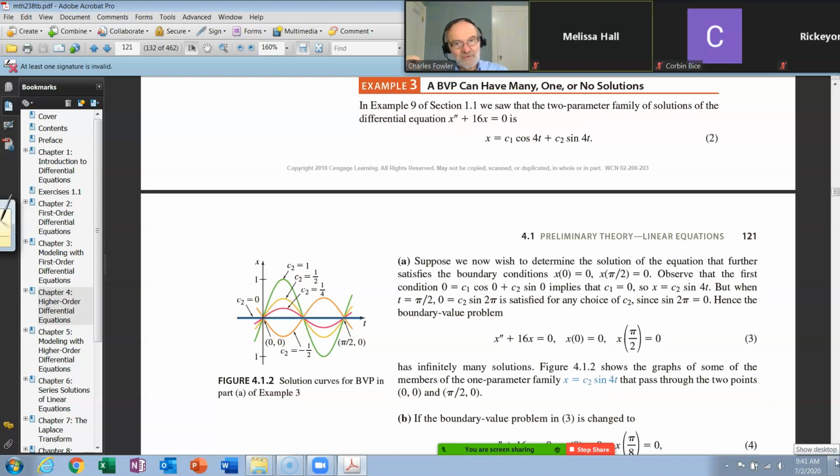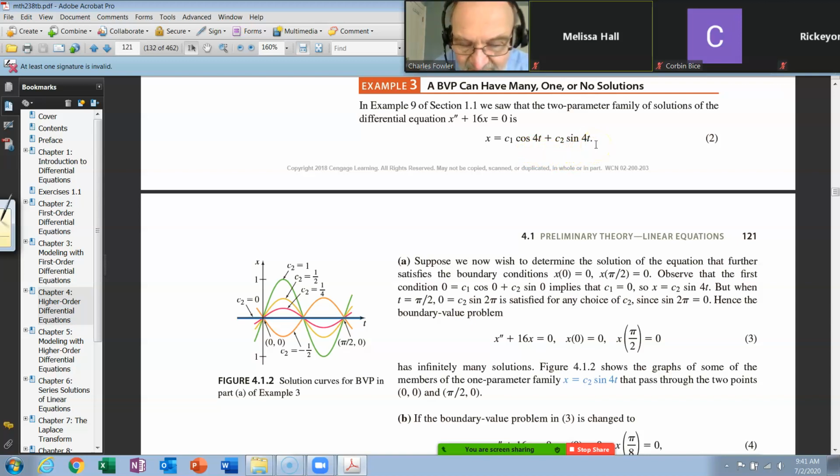Now, I don't know if you remember, I sure don't, example 9 in section 1.1. We saw a 2-parameter family of solutions. Yeah, I remember this. x double prime. Here the independent variable is t, not x, so don't get confused there. x double prime plus 16x equals 0. That has this as a solution: x equals C1 cosine 4t plus C2 sine 4t.